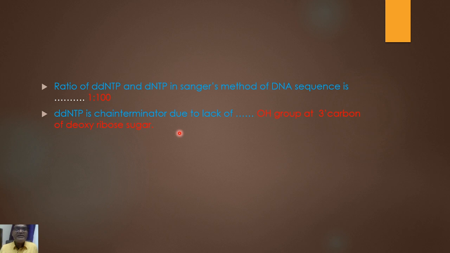Next, ddNTP is a chain terminator. Why is ddNTP a chain terminator in Sanger's method of DNA sequencing? Due to the lack of a hydroxyl group at the 3' carbon of deoxyribose sugar. You know, there is ribose sugar in RNA and deoxyribose sugar in DNA. So due to absence of this group, it cannot form a phosphodiester bond with the next nucleotide.